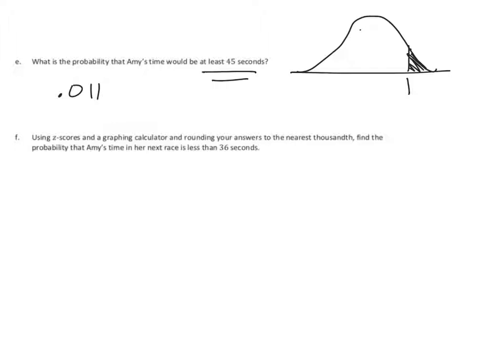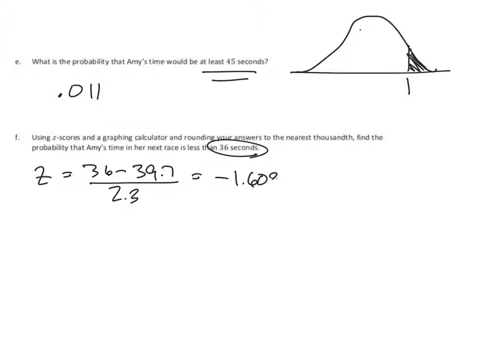Okay, F. Using z-scores in a graphing calculator, rounding your answers to the nearest thousandth, find the probability that her next race is less than 36 seconds. So our z-score is going to be 36 minus 39.7 over 2.3, which gives us negative 1.609. If I do my normal CDF, this is going to be my upper bound, so I want to put a negative big number into my lower boundary.